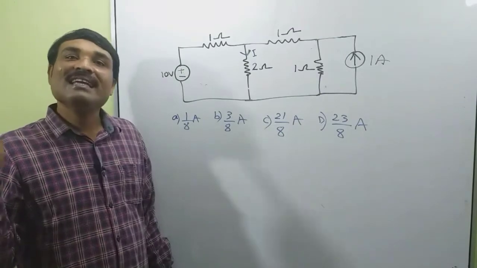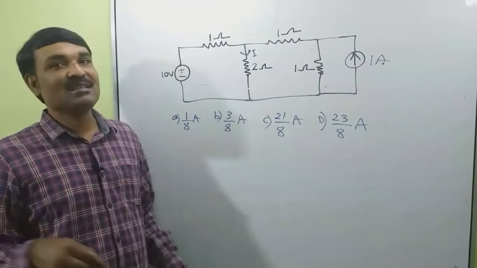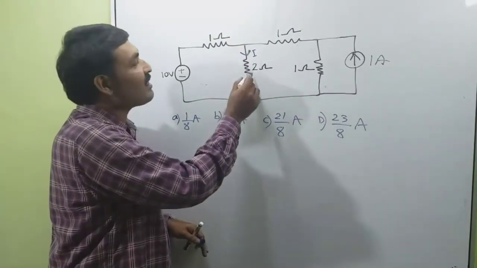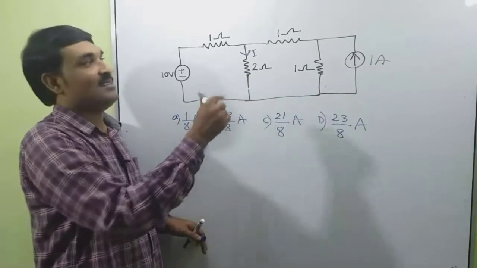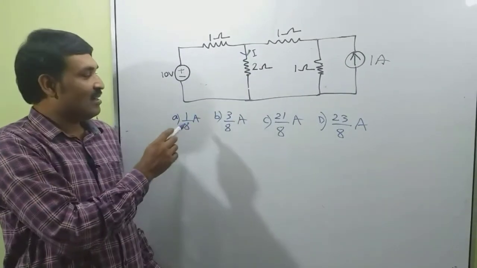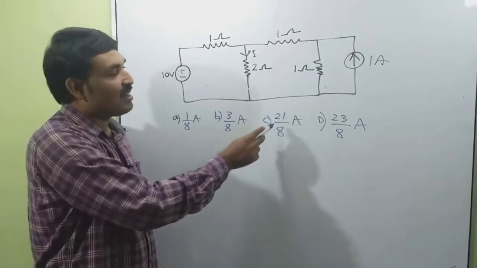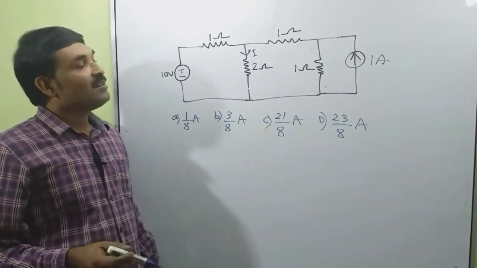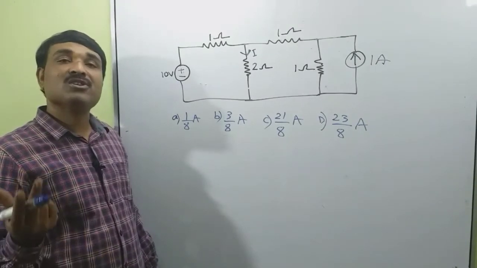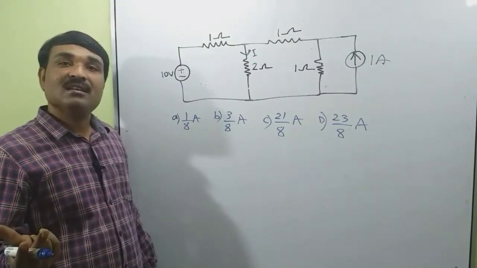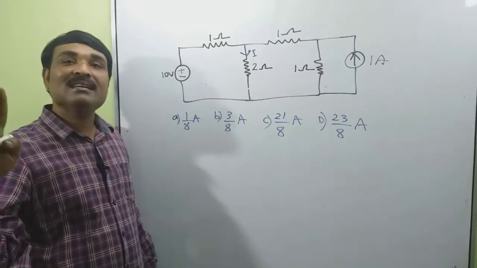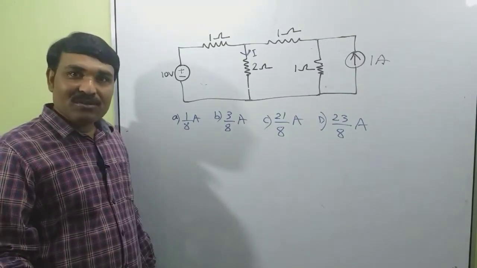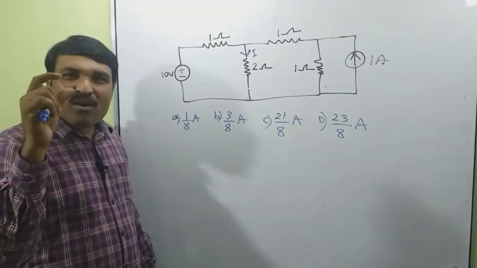Both are independent voltage source and current source. The question is, we want to find the current through this 2 ohm resistance. That is I. Options are given 1 by 8, 3 by 8, 21 by 8 and 23 by 8. So either we can use nodal analysis, mesh analysis, etc. But I am not going to use anything.